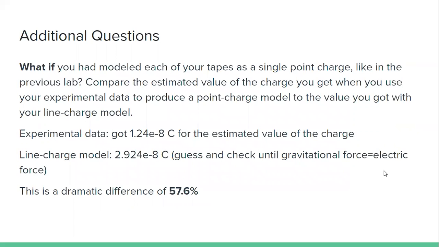Some additional questions we can answer: what if you had modeled each of the tapes as a single point charge like in the previous lab? Compare the estimated value of the charge you get when you use your experimental data to produce a point charge model to the value you got with your line charge model. In our experimental data, we got 1.24 times 10 to the negative 8 coulombs, and in our line charge model, we got 2.924 times 10 to the negative 8 coulombs. This was found by guess and check until gravitational force equaled electric force, since we know this had to be true for the tape to be floating. There's a dramatic difference of 57.6% here.